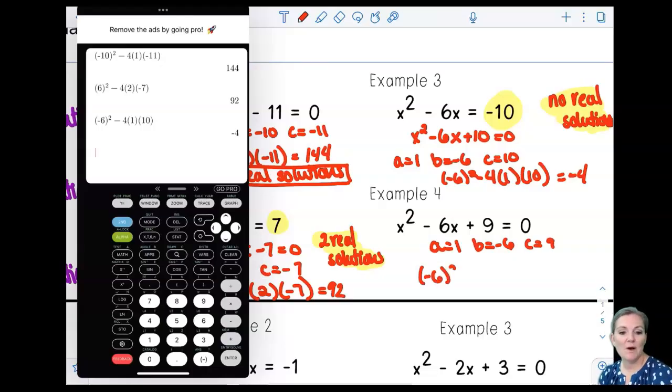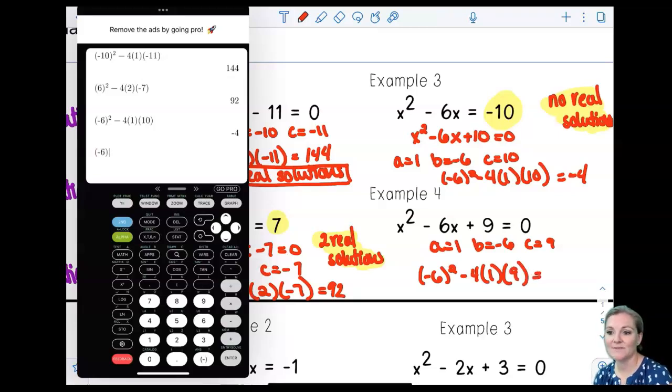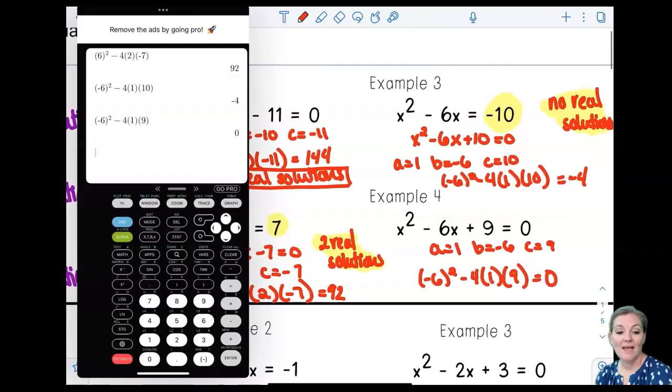Example 4, my a is equal to 1, and I can say that because it equals 0. My A is equal to 1, my B is equal to 6, and my C is equal to 9. So plugging all of that into the calculator, negative 6 squared minus 4 times 1 times 9, and I get that that is equal to 0. If my discriminant is equal to 0, I have one real solution.